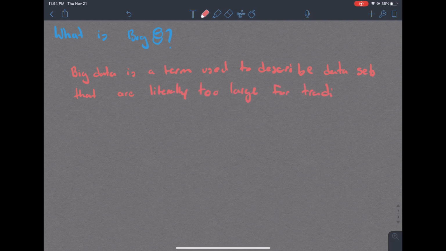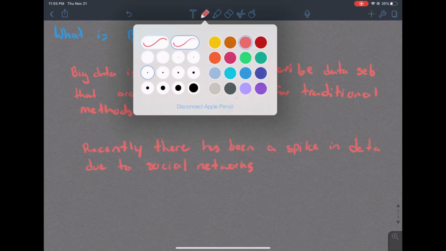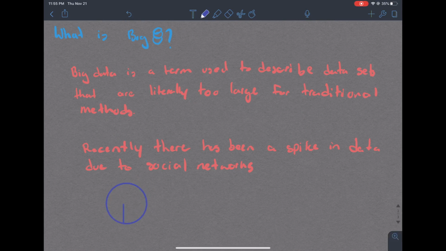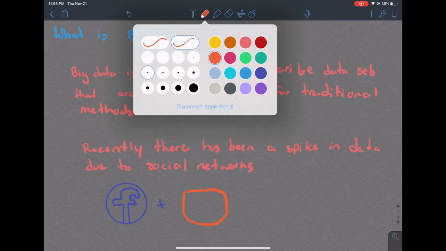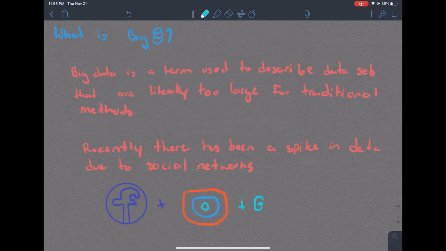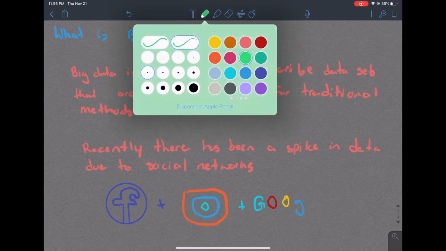So what is big data? It is a term used to describe data sets that are so large that traditional methods of storage and processing are inadequate. Recently, there has been a big increase in data due to social networks, search engines, and other multi-user platforms such as Facebook or Google.